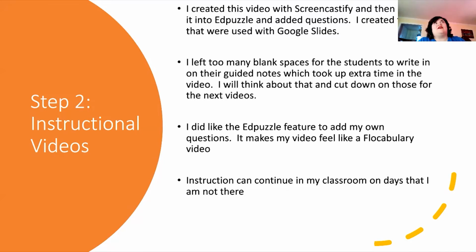Also, I like this because instruction can continue on the days that I'm not there. So they're not waiting for a sub to tell them what to do. They already know what to do because they're already used to this process. They come in, they get their computers out, they start working. I've had to miss at least one day a month.